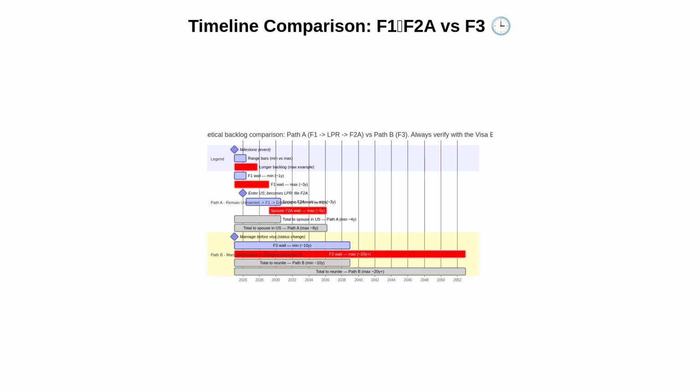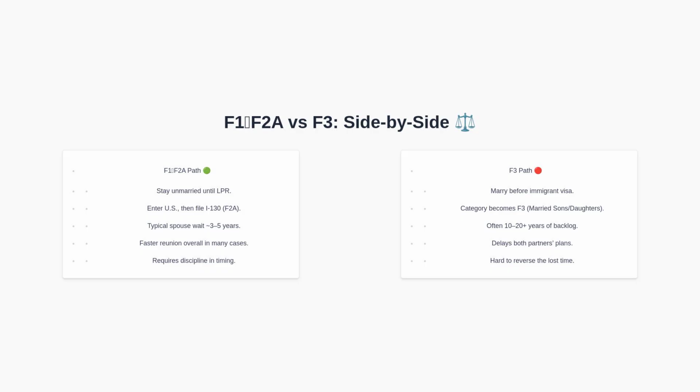The visualization underscores how the combined F1 plus F2A approach is usually much shorter overall than moving to F3. Let's compare the two strategies. On the left, the F1 to F2A approach requires the primary beneficiary to remain unmarried until they become a permanent resident. After entering the United States as an LPR, they file the I-130 for their spouse under F2A, and the spouse typically waits a few years. This often produces a faster overall reunion.